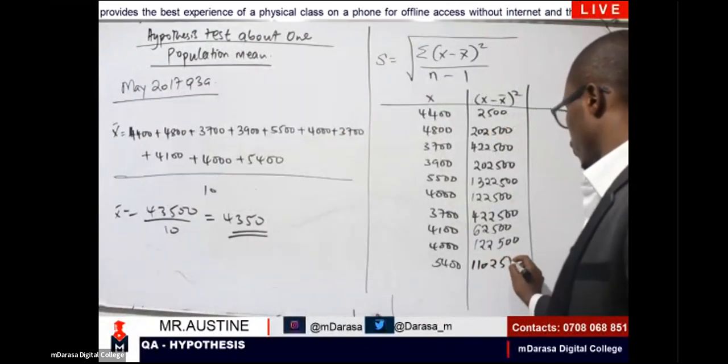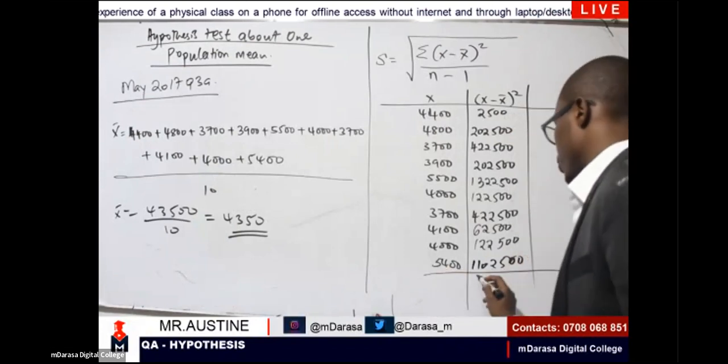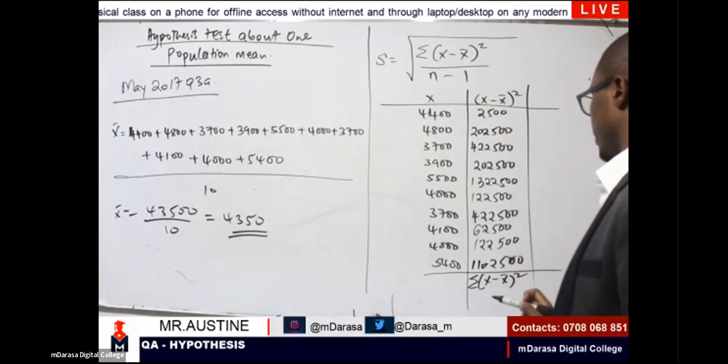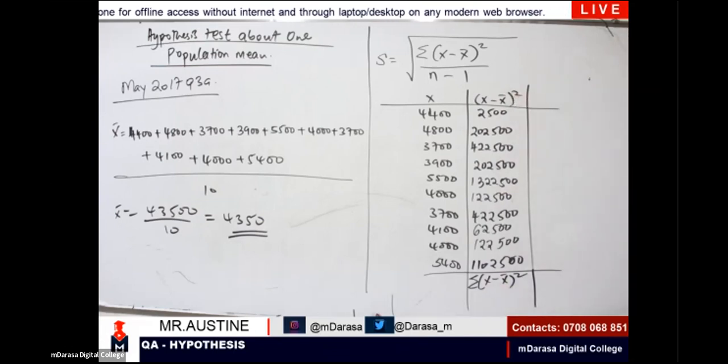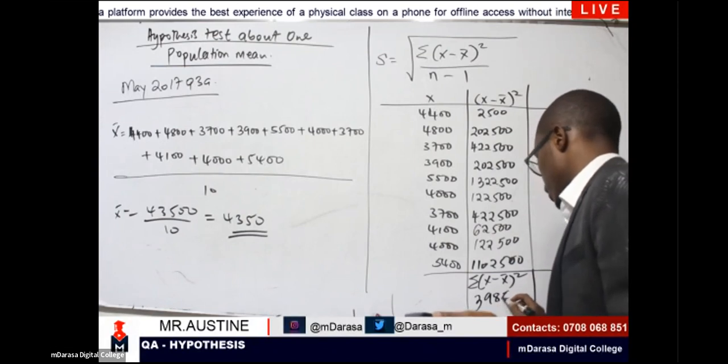Then you should get the summation of x minus the mean squared. So add all these values: 62,500 plus 202,500 plus 422,500 plus 202,500 plus 1,322,500 plus 122,500 plus 422,500 plus 62,500 plus 122,500 plus 102,500. We get 3,985,000.